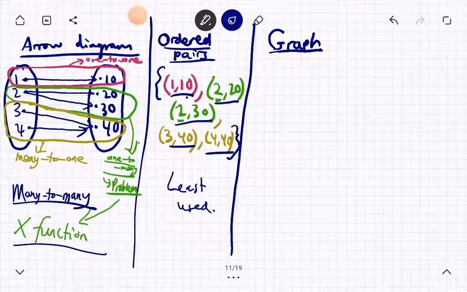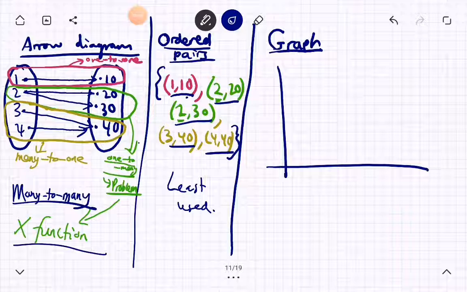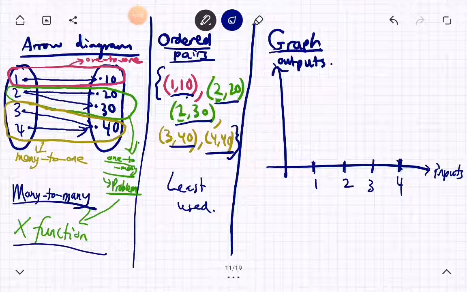But now let's think about a graph, and the graph is probably the most used. It's very common. So we have 4 inputs, 1, 2, 3, 4, and most of the time we put our inputs on the x-axis, the horizontal axis, and then outputs on the vertical axis. Okay, so we have 10, 20, 30, 40.